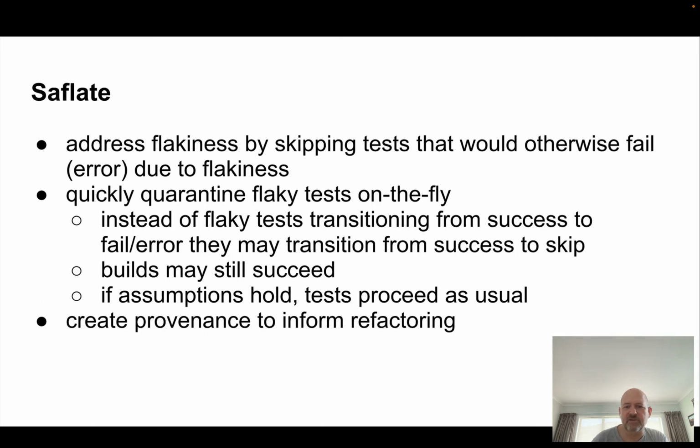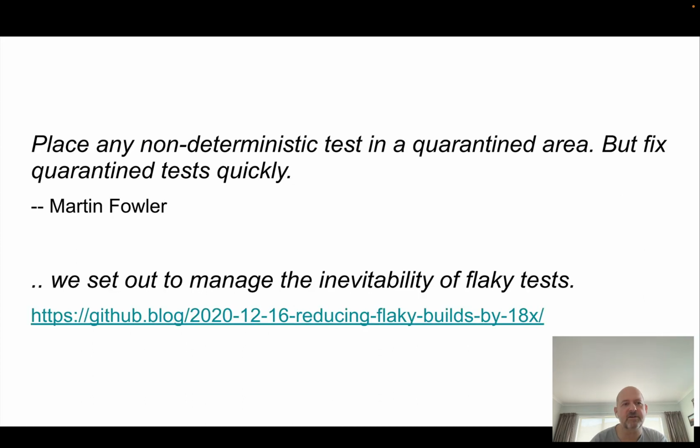We can quickly quarantine flaky tests on the fly, and instead of flaky tests transitioning from success to fail or error, they transition from success to skip. That means that for many build systems, builds can still succeed and go ahead, but it's still communicated to the developer or to the tester that something was wrong with this test, that it didn't succeed, but it won't stop the build. It didn't fail either. If the assumptions hold, test processes proceed as usual, and we still create in the test execution a provenance trail to inform refactoring to actually address the root causes.